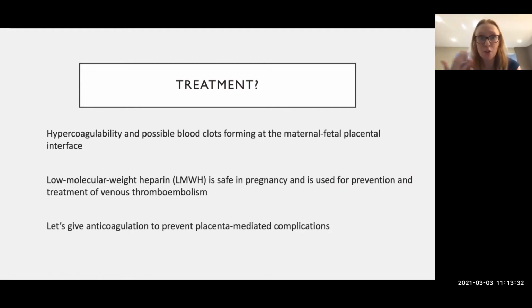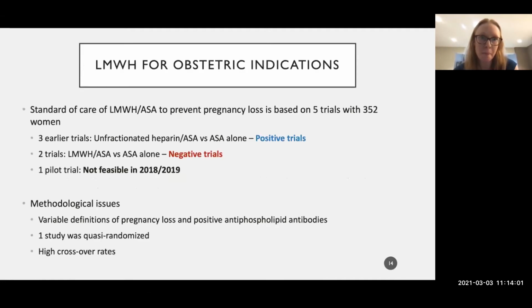We have this theory or this potential that there's hypercoagulability and thrombosis forming at the maternal fetal placental interface. We use heparins and low molecular weight heparin in pregnancy to prevent and treat thrombosis. So there has been a big move in many trials looking at giving anticoagulation to prevent placenta-mediated complications and recurrent losses, which really has been our standard of care.